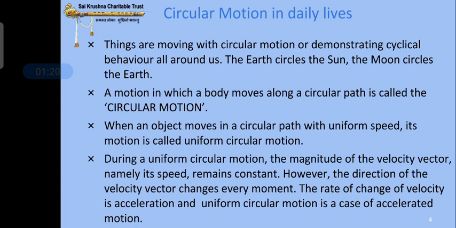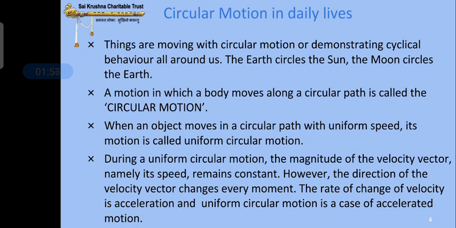What do you understand by uniform circular motion? When an object is moving in a circular path with uniform speed, it is said to be in uniform circular motion. Do you understand this, children? Whenever a body is moving in a circular path, it is called circular motion. When an object is moving in a circular path with uniform speed, it is called uniform circular motion. During a uniform circular motion, see what happens to the velocity vector.